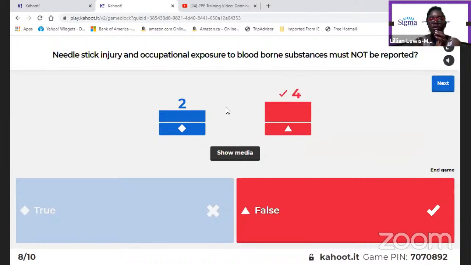Needle stick injury and occupational exposure to bloodborne substances must not be reported. It must be reported. So we have been practicing not to report it, not to do anything about it, just looking at the patient record and saying, oh, they don't have anything, so it's all right, I'm good. But remember that there's a window period, so you really don't want to go without taking some kind of step, and you don't want to expose yourself without any intervention. All right.